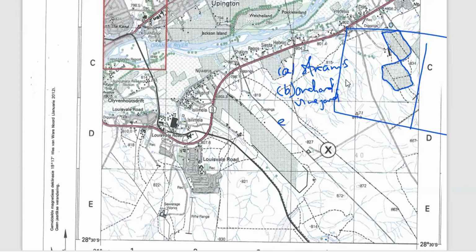Then number C, it wants us to identify a point feature. A point feature in this instance is our spot height, which is our spot height 834. So our spot height is a point feature in that block. Right, those are our features. Moving on to the next question.